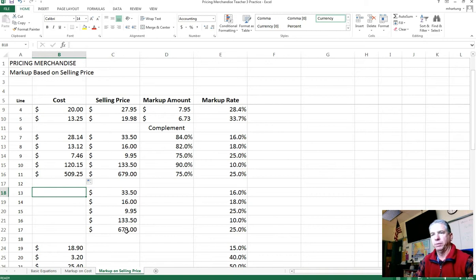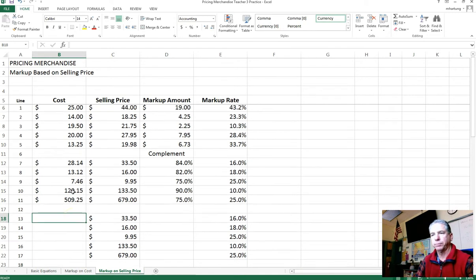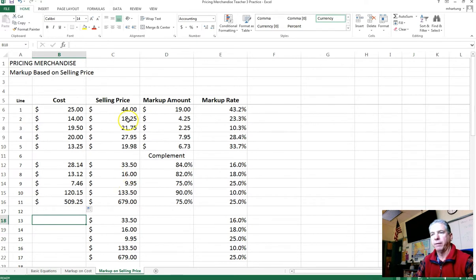Next up, let's calculate the selling price when the cost is given to us. Before we do that, I went ahead and completed these tables. You can go ahead and compare your numbers. Here's lines 1 through 5. Check your answers, make sure those are working out okay, and then I went ahead and completed lines 7 through 11. So take a second just to look at those and make sure you've got those calculations correct. Be sure to ask for help if something's not working out right and you're not getting those numbers.